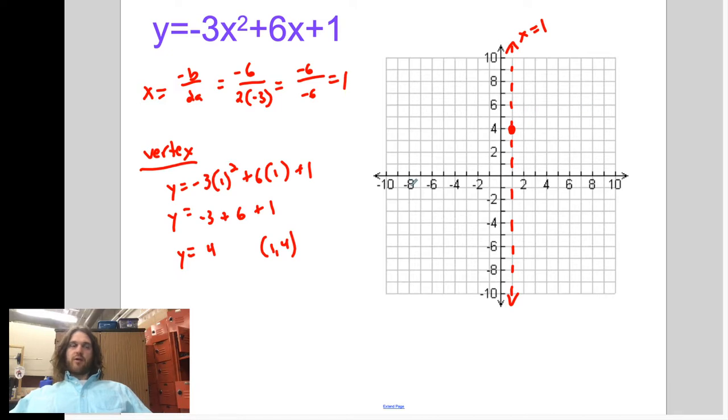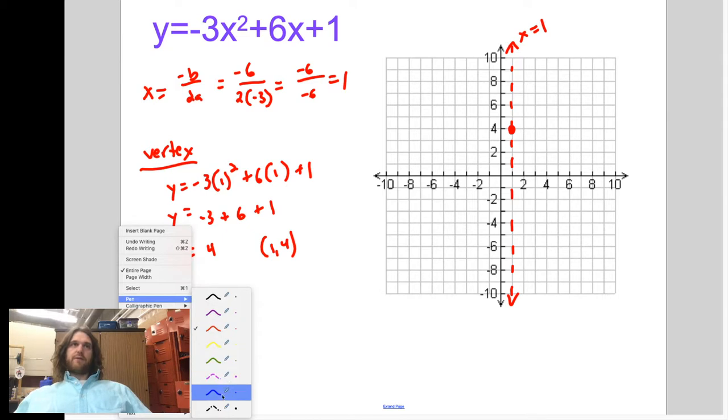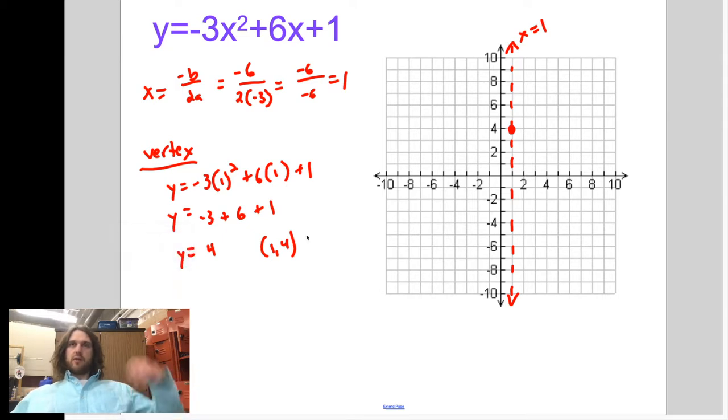Okay, so we've got our vertex, and now this is where you can be done if you recognize what's going on. What's going on is this is the parent function, but flipped and stretched by a factor of 3. So it's upside down. Normally with the parent function, I go over 1, up 1, so I'm going to go over 1, but I'm going to go down from the vertex 3 times as much as I would from the parent function, which would be 3.